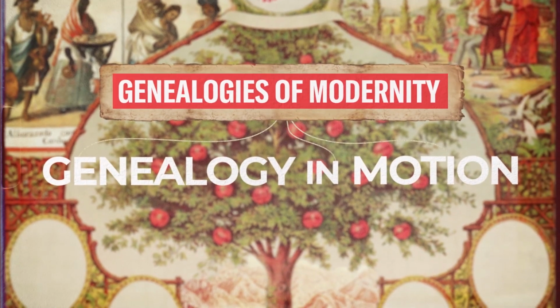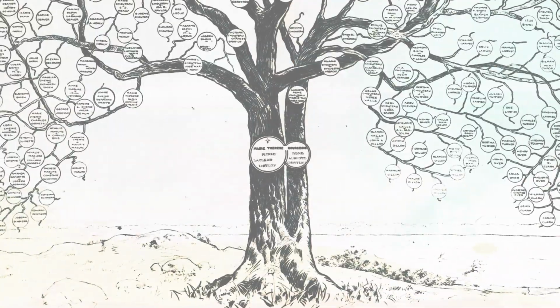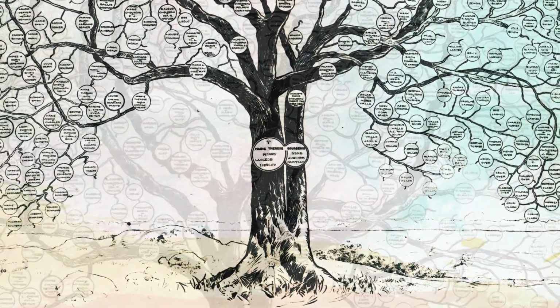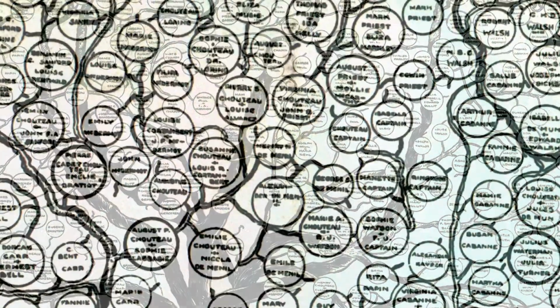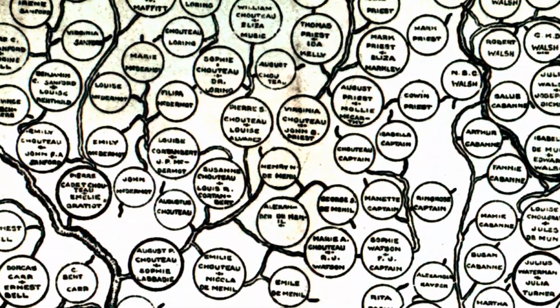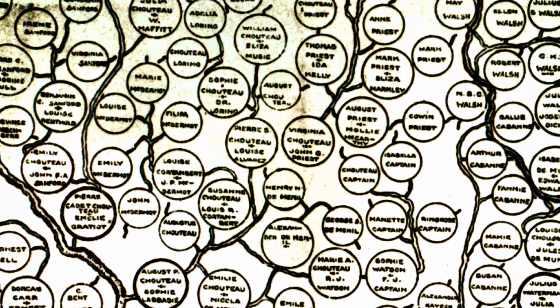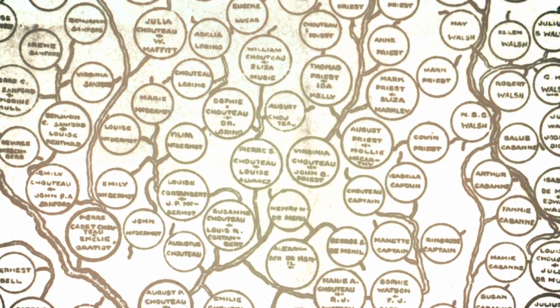We often think of family trees as static representations of our own ancestry. But our family relations are in constant motion as new generations are born and marriages are formed or dissolved. For this reason, genealogy is best visualized dynamically.